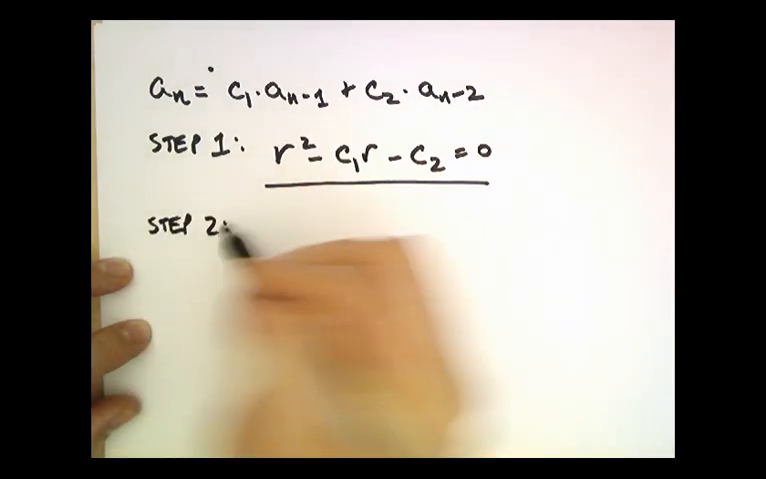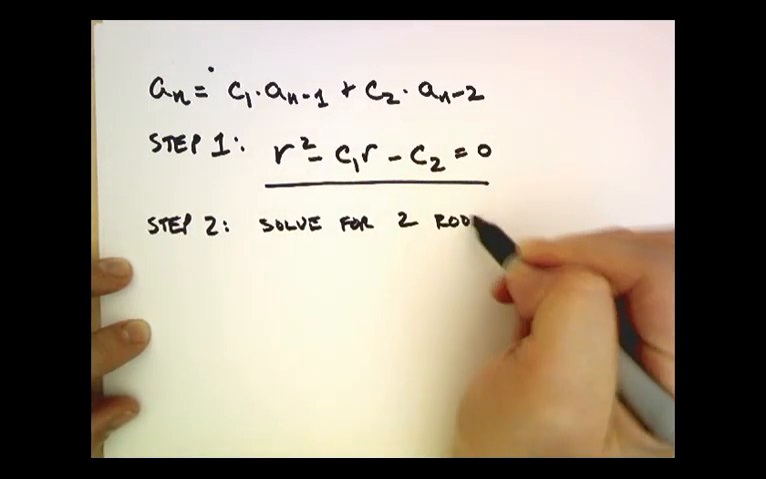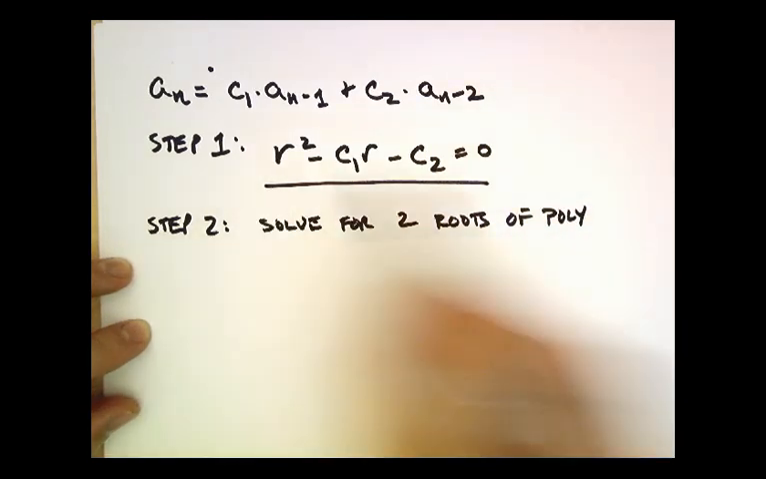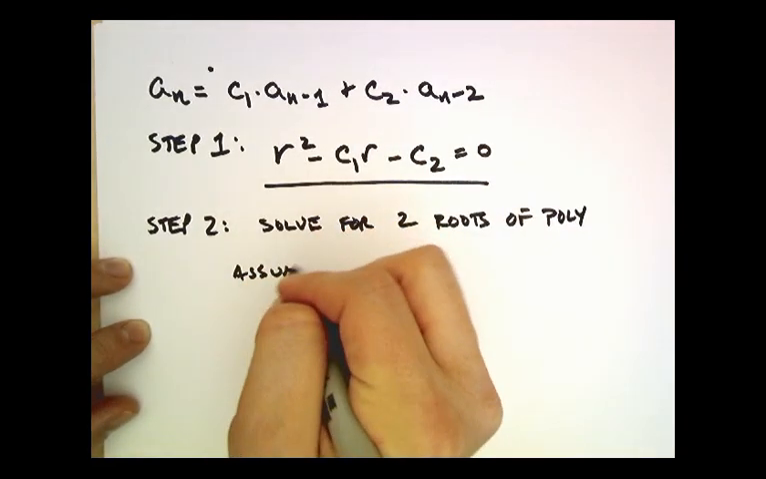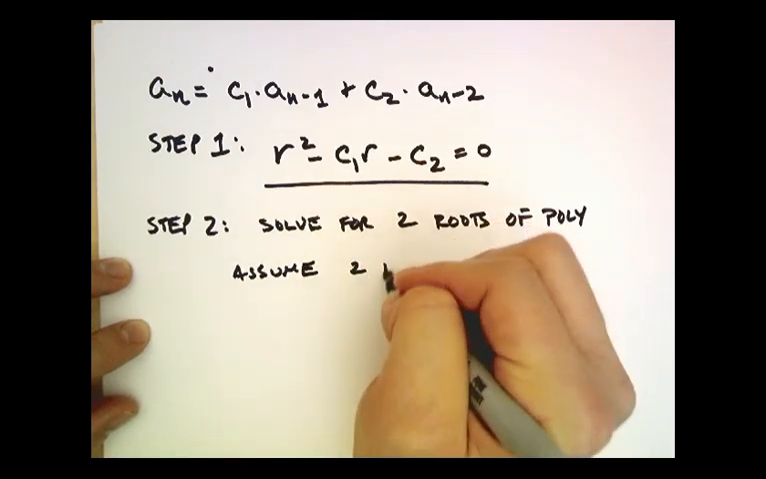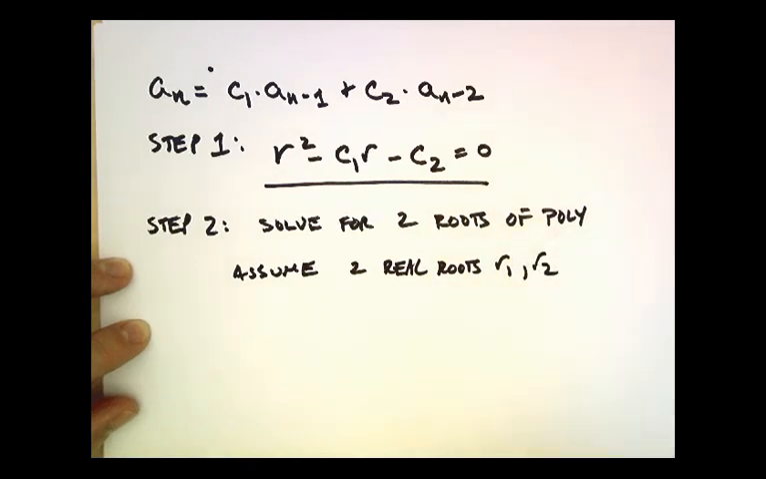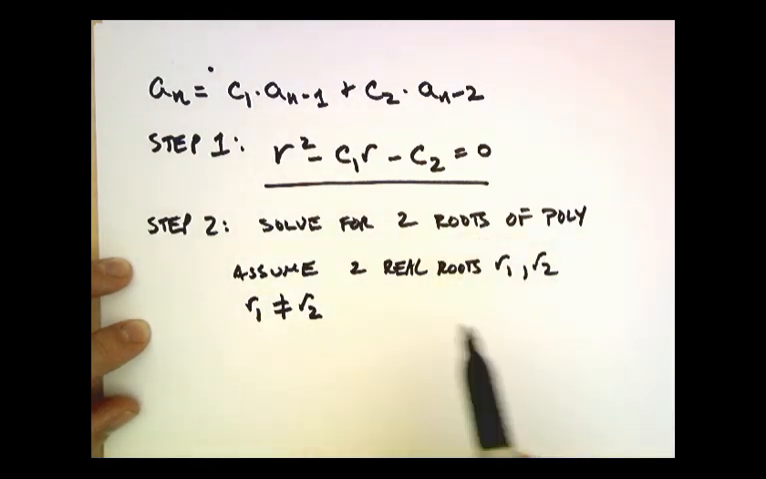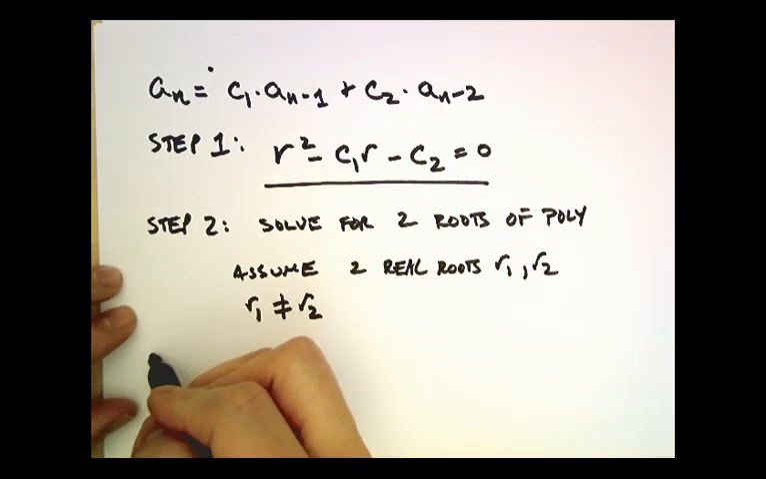Step 2, solve for the two roots of this polynomial. You can either eyeball it or use the quadratic equation or try and factor it. And let's assume you get two real roots, r1 and r2. And this is important, r1 cannot equal r2. So you have to make sure that you get two distinct roots out of this polynomial. If you don't, we'll see what to do in the next little video. But for right now, let's assume that r1 does not equal r2.